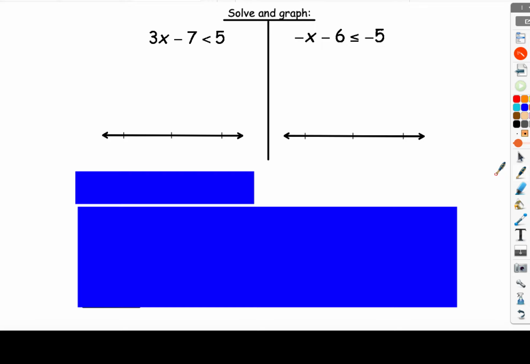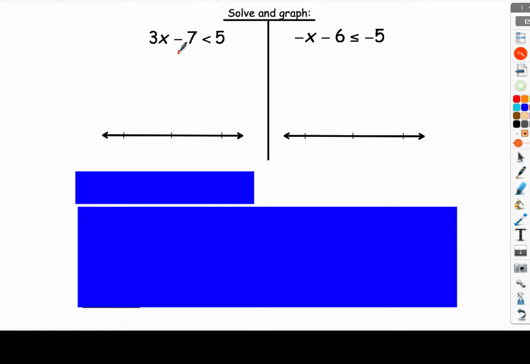All right, this video is going to talk a little bit about compound inequalities, but again, in order to do that, let's go ahead and review real quick how to solve an inequality. So I'm going to go fairly quickly here, but taking a look, we've got a couple inequalities up top here. On the left, 3x minus 7 is less than 5.